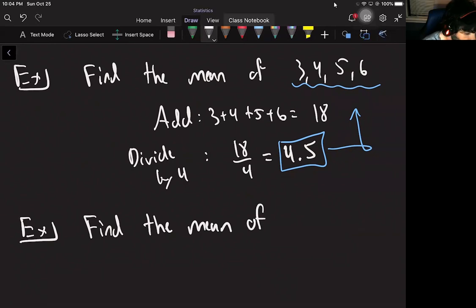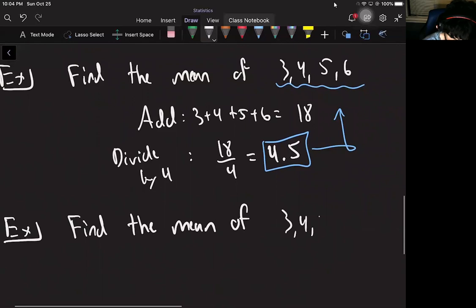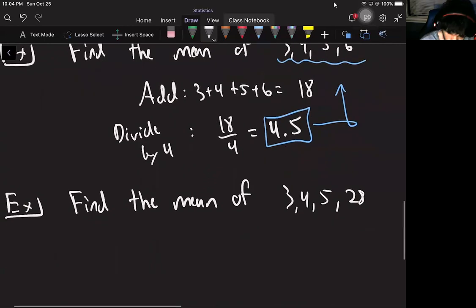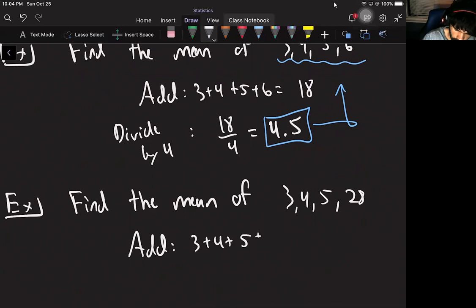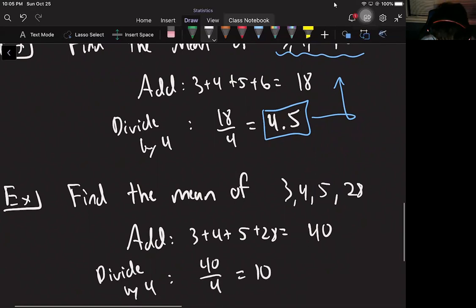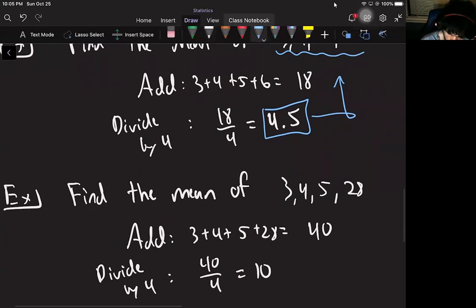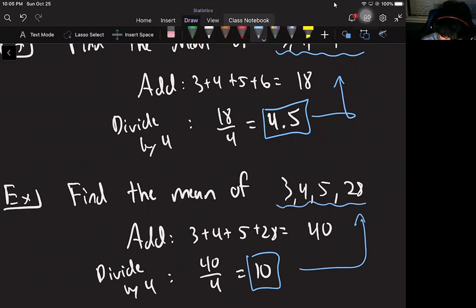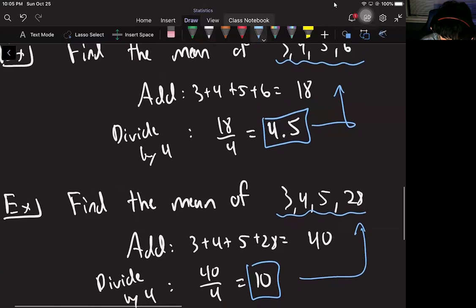So now let's find the mean of 3, 4, 5, and let's change 6 to 28. So we're going to add 3 plus 4 plus 5 plus 28. And we're probably going to need a calculator for that, but it turns out to be 40. Because I'm so wise, I chose a number that's divisible by 4 so that I could quickly do this next step of dividing to get 10. And so now if I look at 10, does that sort of look like any of these numbers? Not really. Now it's sort of far away from everything.